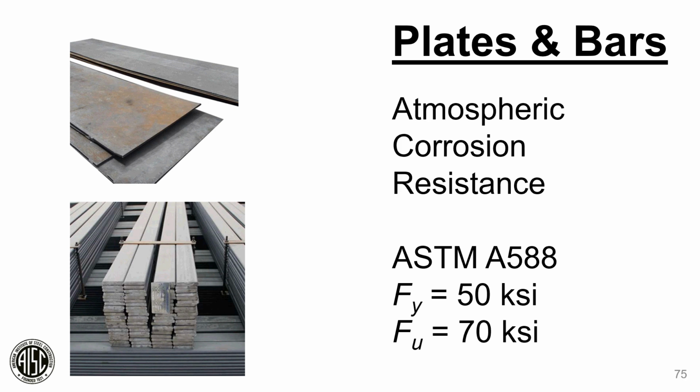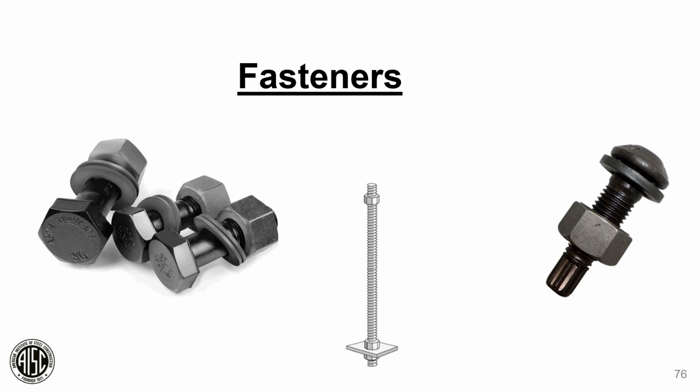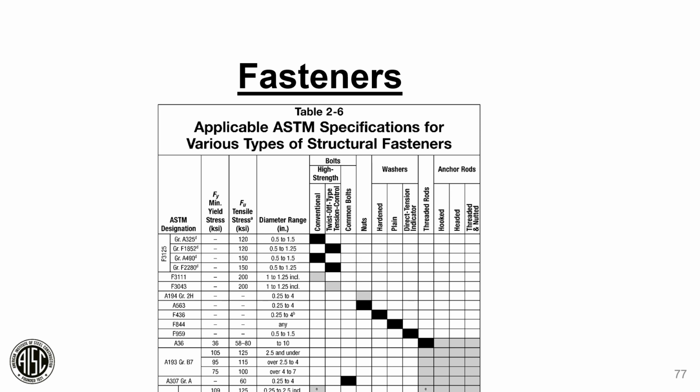Now for atmospheric corrosion resistance, we're back to the old standby, A588 material, ASTM A588 material for atmospheric corrosion plates. So if you need that in those applications, that's what you specify. Fasteners. We're going to talk about a number of different types of fasteners here. Again, I'm going to refer you to Table 2-6 of the manual, which deals with all the fasteners. You can see the gray boxes and the black boxes to help guide you about what you should be specifying as the most common material.